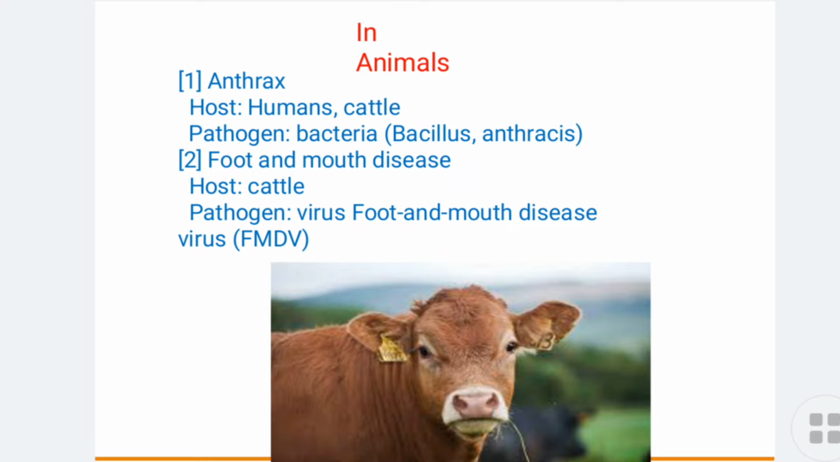Now, the second very commonly found disease in animals is foot and mouth disease, and it is particularly seen in milk-giving cattle. In foot and mouth disease, blisters appear in the foot and mouth and are also accompanied by fever. In the same way, anthrax is also accompanied by high fever. And its pathogen is a virus. The name of the virus is FMDV, that is foot and mouth disease virus. So these are the two most common diseases found in animals.